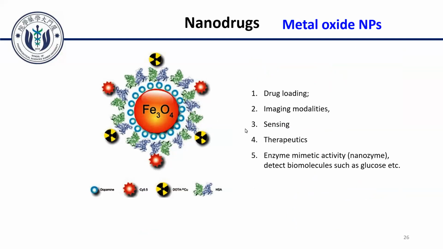Metal oxide, as we know, is a magnetic nanoparticle, and it can also be used in imaging for real-time monitoring of the location of the nanoparticles in the body, as well as in the cells. So we can know where our nanoparticles are, where the drug is, and monitor the drug release process. And there's another property of this type of nanoparticle, which is enzyme-mimic activity. That's something we need to know.